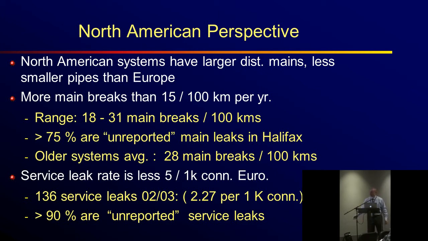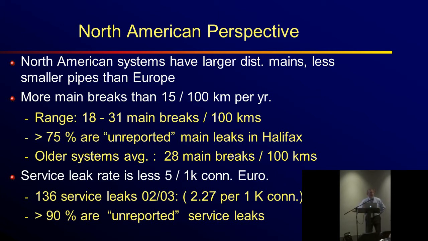They don't come up. Older systems that are leaking more have a higher frequency of main breaks per 100 kilometers. And service leaks are less than 5 leaks per 1,000. In fact, I'm seeing data that I've looked at through Canada and the US that are down in the order of 1 to 2 service connection leaks per 1,000 connections, about half. So North Americans, just rules of thumb, have about twice as many main breaks as the UK European experience, and about half as many of the service leaks.